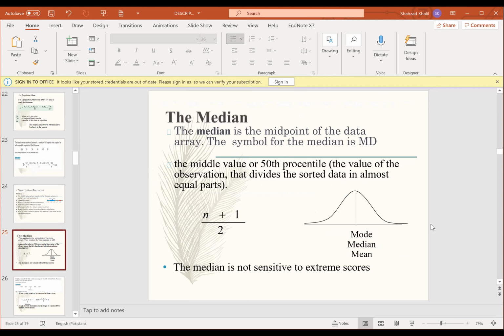So the median is the midpoint of the data, represented by MD. The middle value is like the 50th centile, meaning half of the data is below it and half is above it. The formula is n plus 1 divided by 2. In the normal Gaussian curve, mean, median, and mode all lie in the same place. The median is not sensitive to extreme scores. The reason is that we just arrange our data in ascending or descending order, then take the middle.